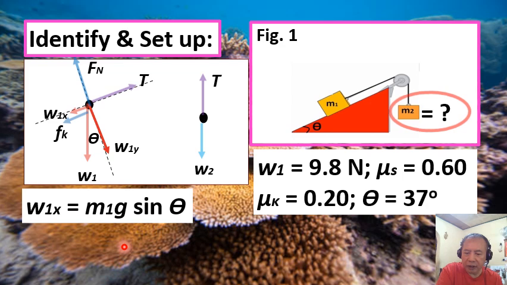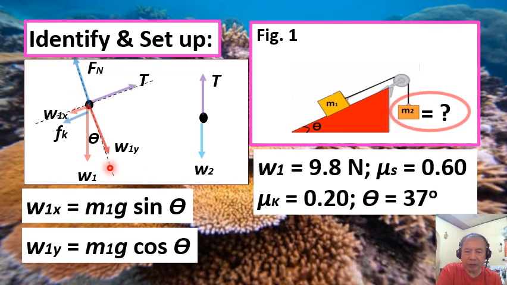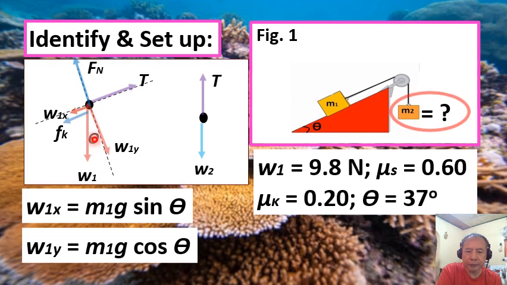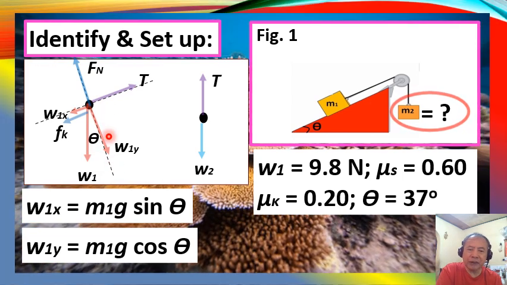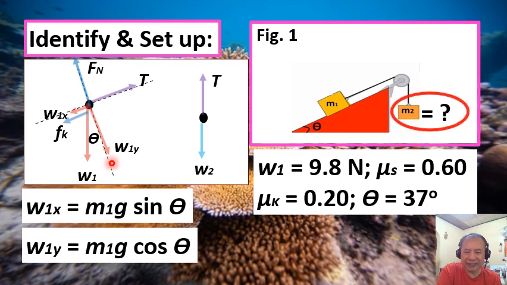And of course, the y component, W sub 1y, is the component of W1 whose direction is in the negative y-axis.